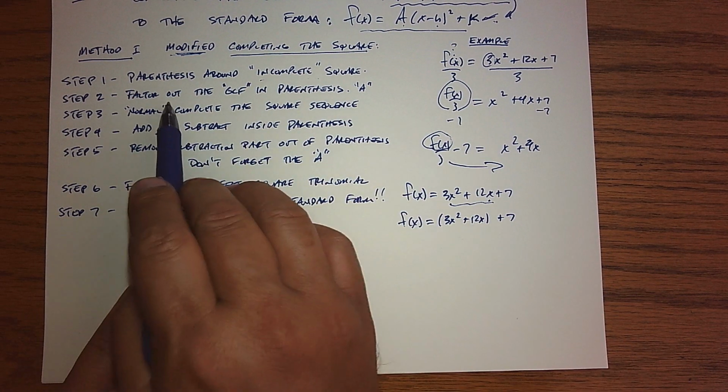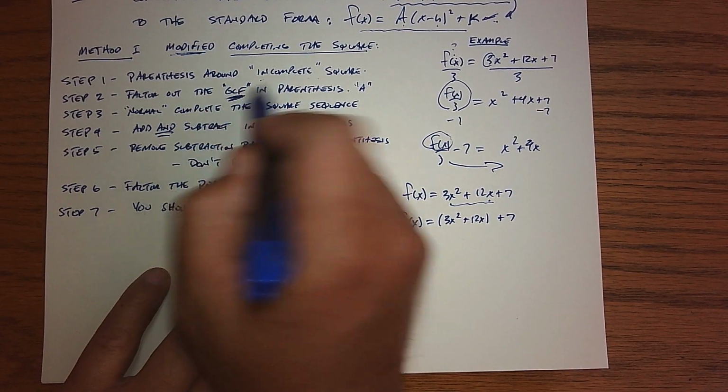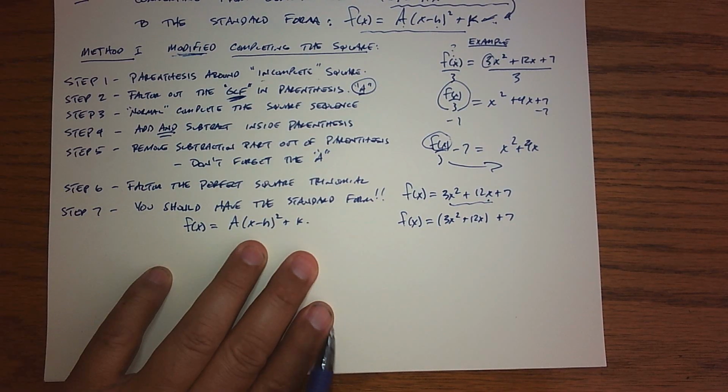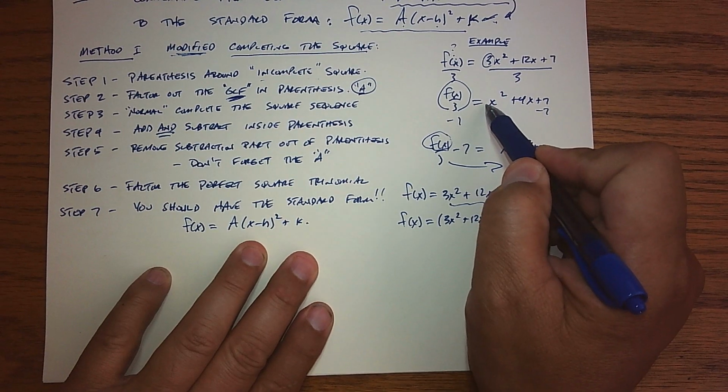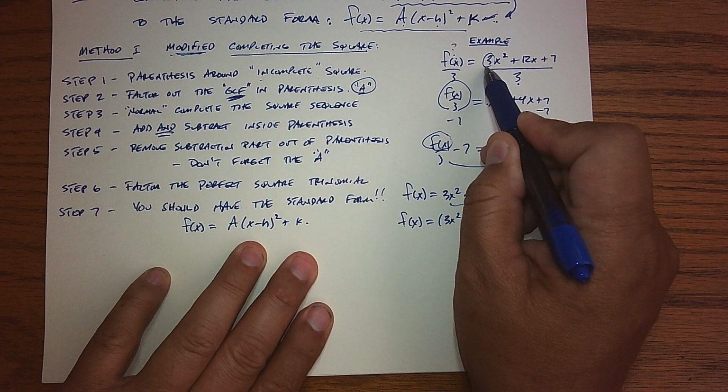Our next move is to factor out the GCF. Now, most often it'll be the GCF, but as you'll see in some later examples, what we're really doing is factoring out the A. Now remember, what I need is I need the lead coefficient to be 1. What we used to do is divide it out to get the 1.